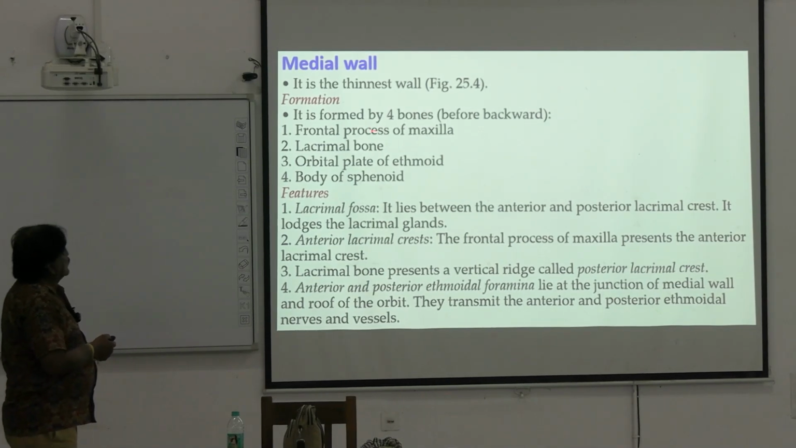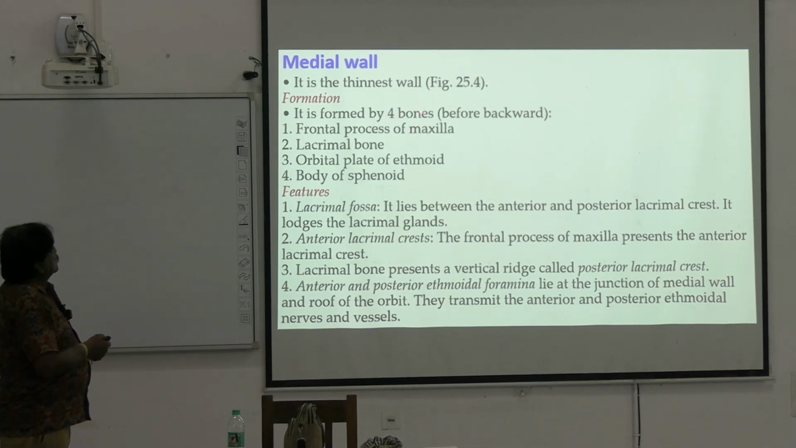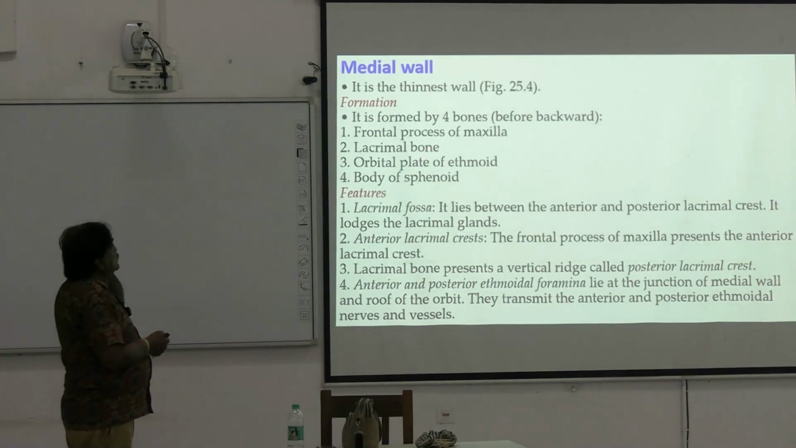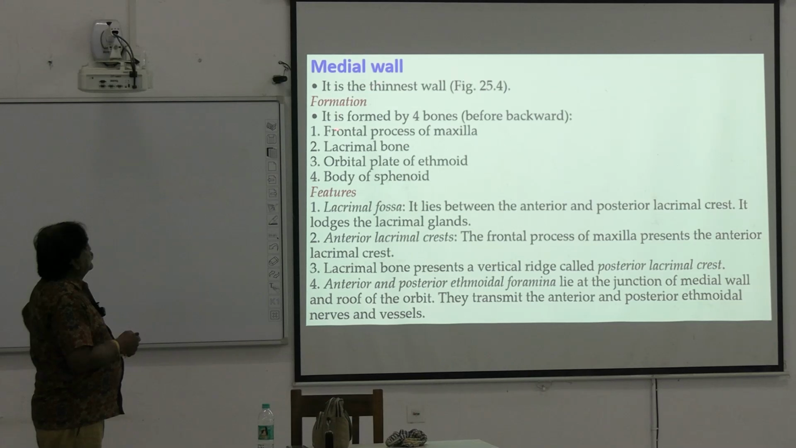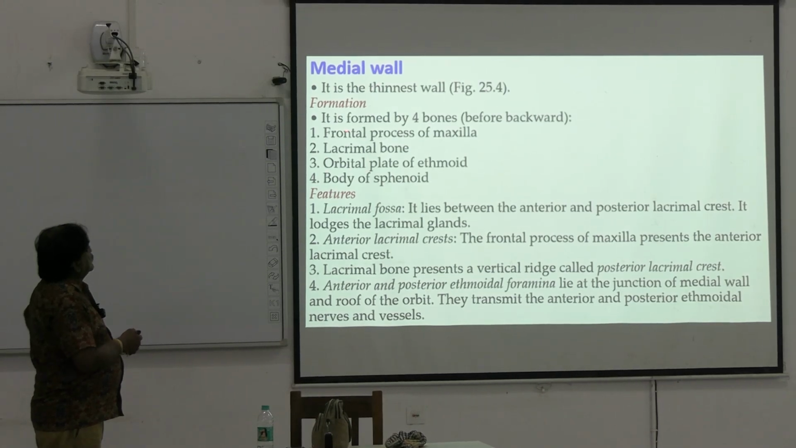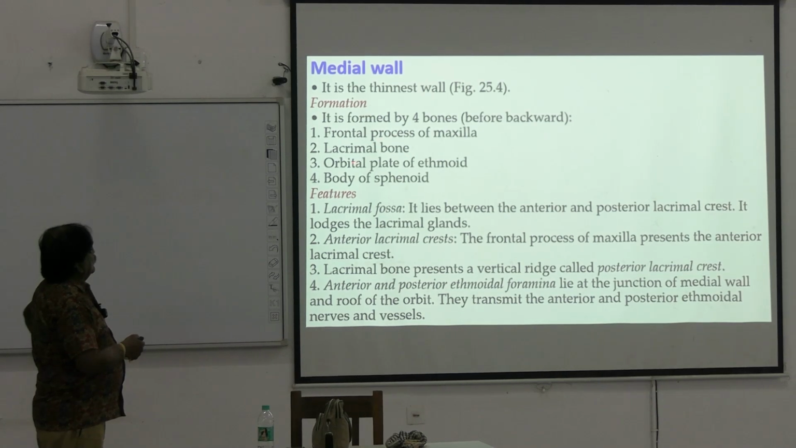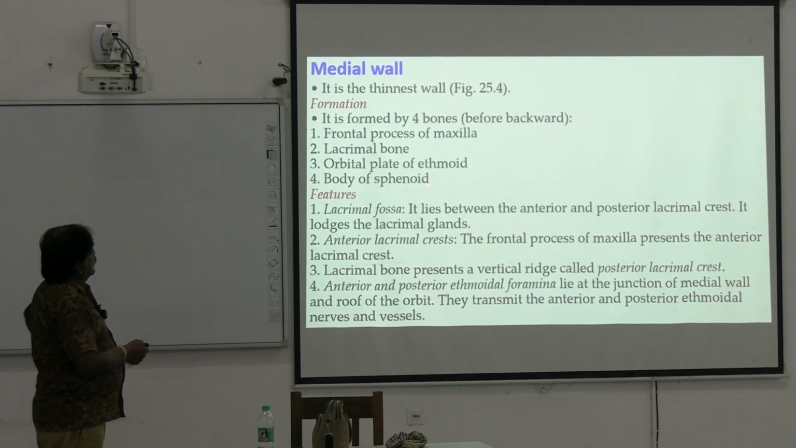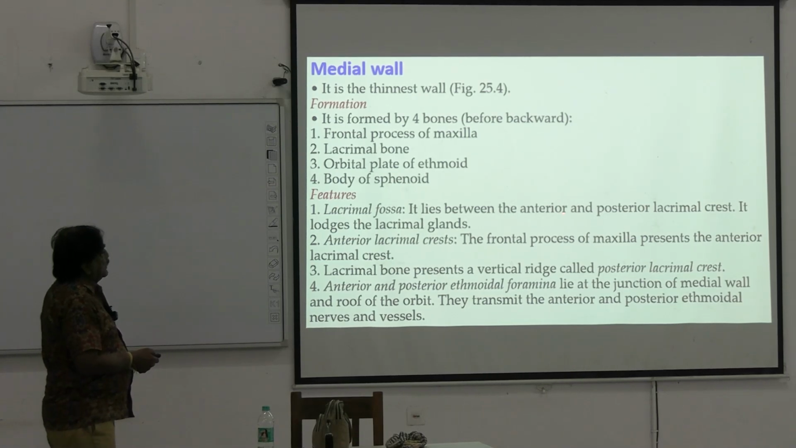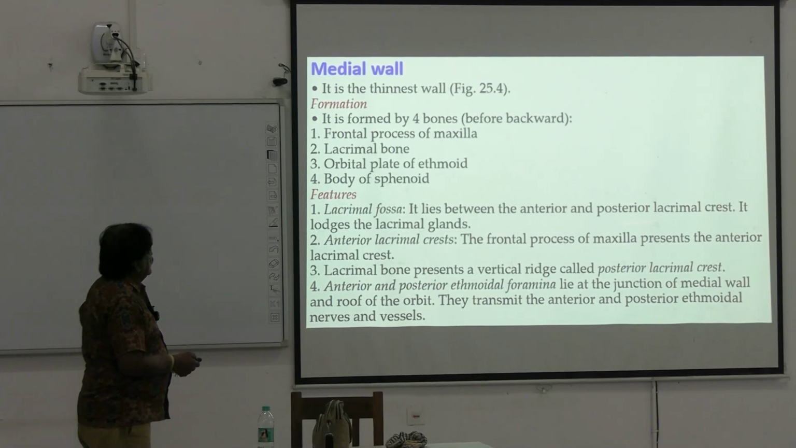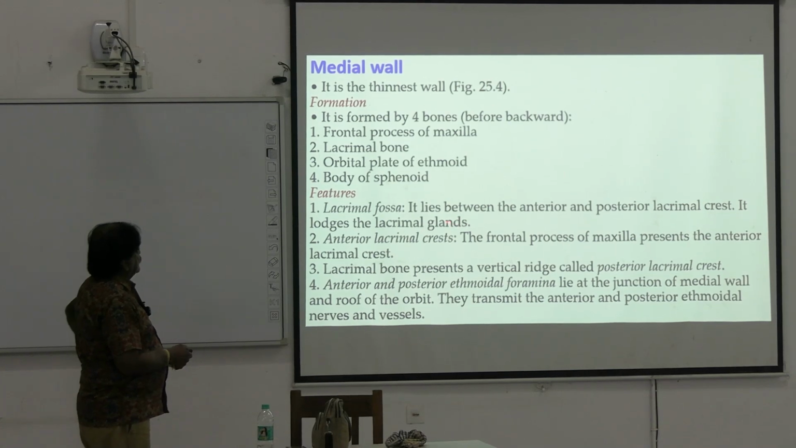Now, this might be asked as a small short note: the medial wall of the orbit. See, the bones contributing are 4: frontal process of maxilla, lacrimal bone, orbital plate of ethmoid, and body of the sphenoid. Features: the lacrimal fossa lies between the anterior and posterior lacrimal crest, and it lodges the lacrimal sac.